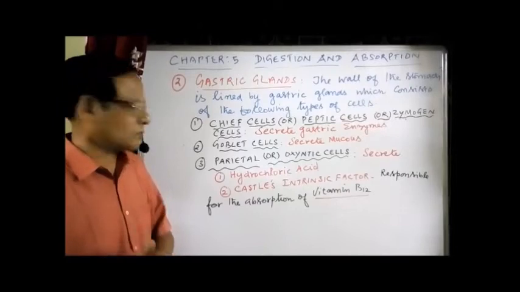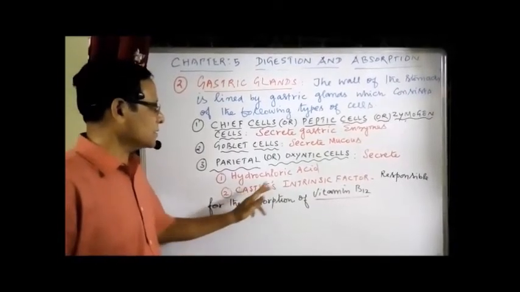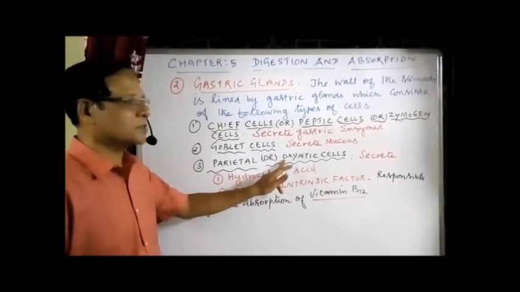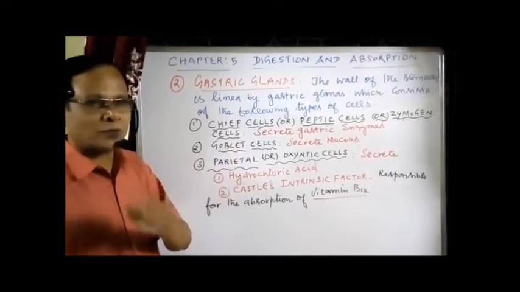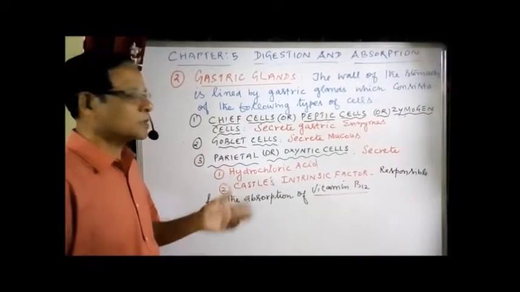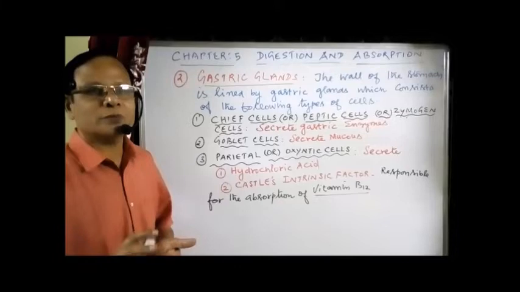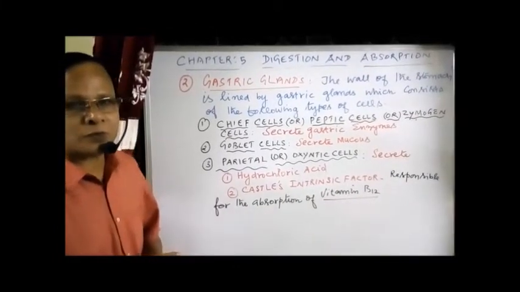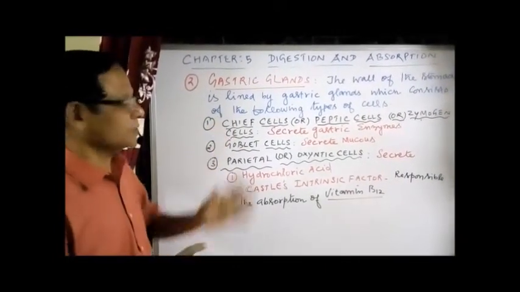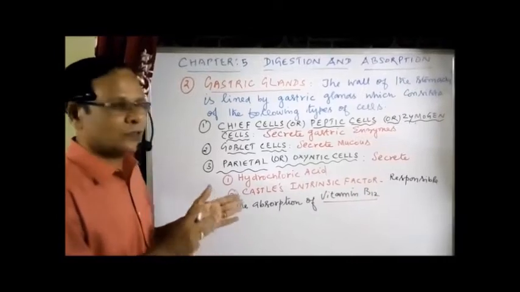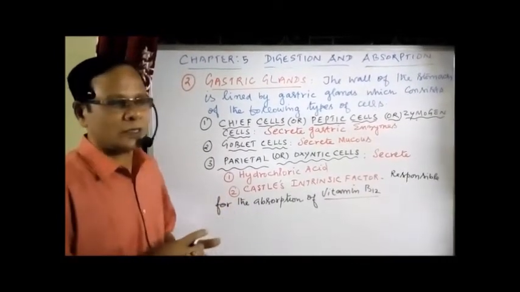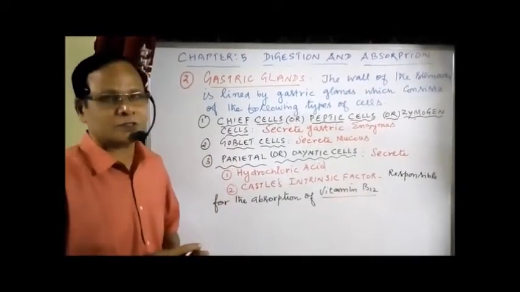That's a 2 marks question. So Castle's intrinsic factor is secreted by the oxyntic cells or parietal cells. That's one point. Another one, what is its role? Responsible for the absorption of vitamin B12. That's about the gastric glands. Now we have to go for the liver and pancreas together, one diagram. Just I will complete this liver first.